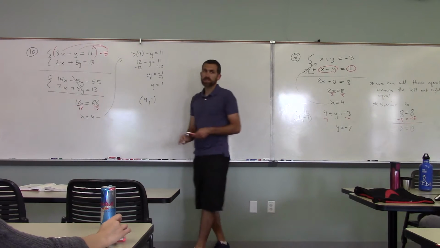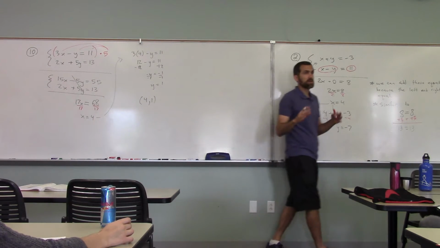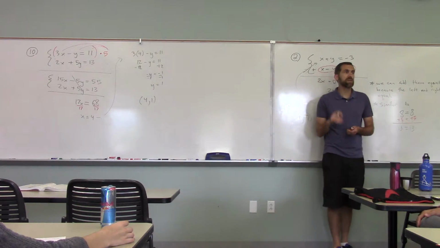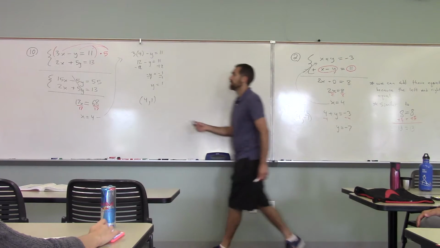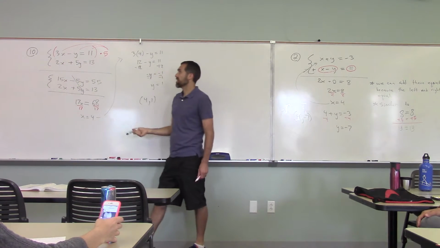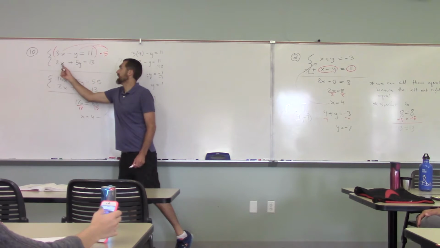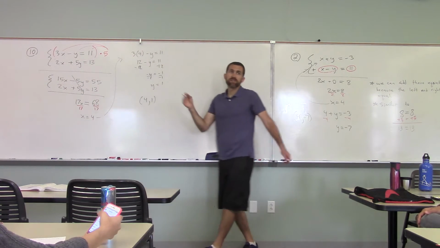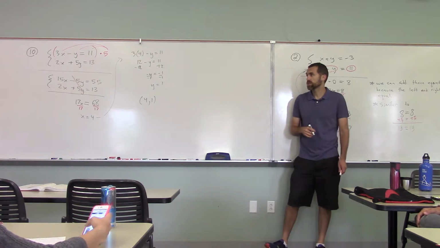The answer is (4, 1). So speeding up that latter part, because it's always the same: (4, 1), (4, 2), (4, 3). And then you can plug it back in. 3 times 4, 12 minus 1 is 11. 2 times 4 is 8, plus 5 times 1, 8 plus 5 is 13. Nice, we're good to go, that's the solution.